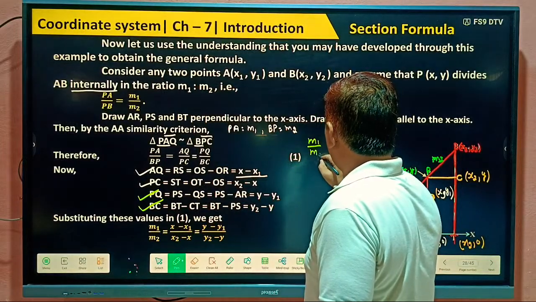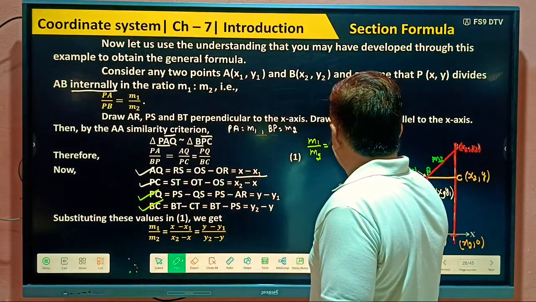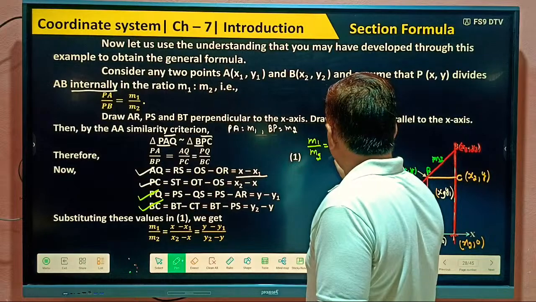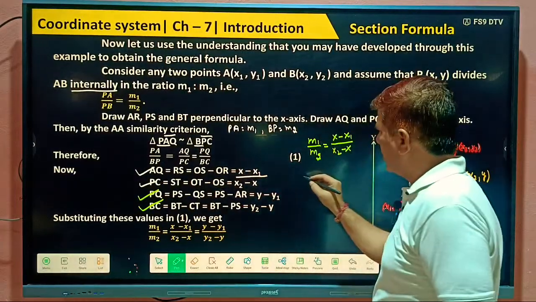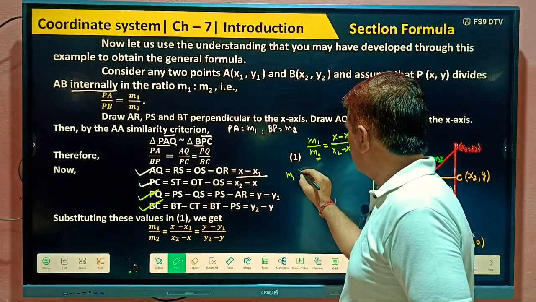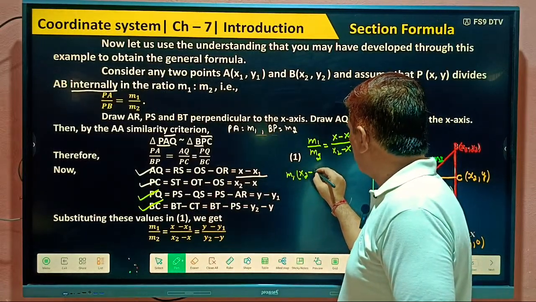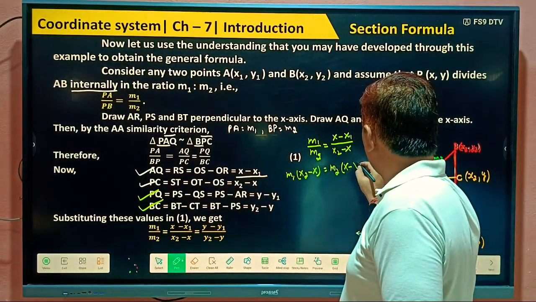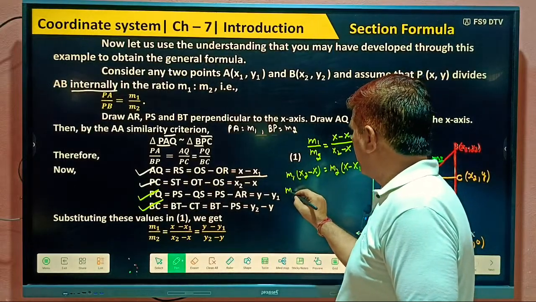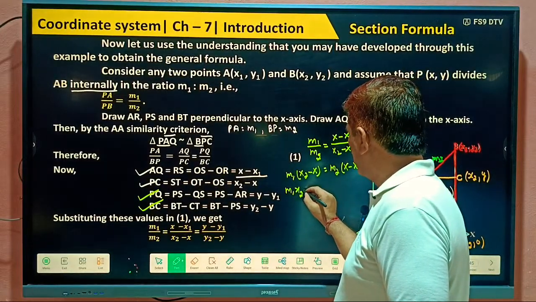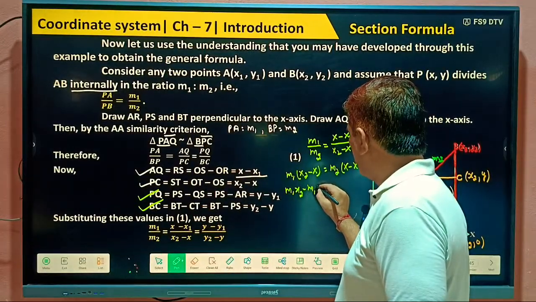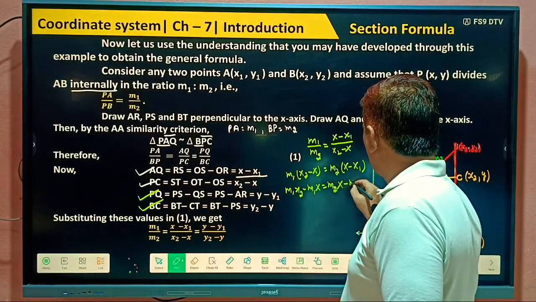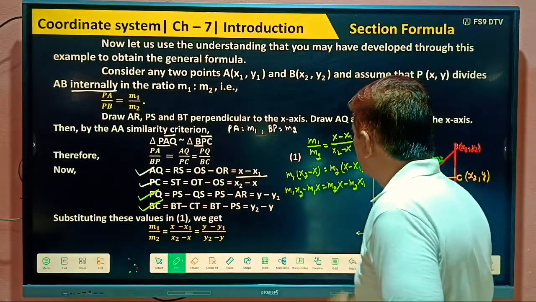M1 by M2 equal to X minus X1 over X2 minus X. Cross multiplication, this becomes M1 times X2 minus X equals M2 times X minus X1. So what does it become? M1 X2 minus M1 X equal to M2 X minus M2 X1.